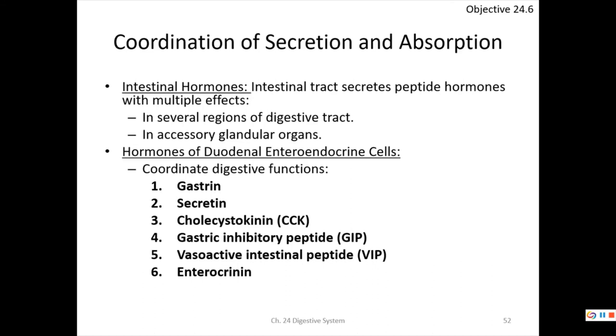They are called enteroendocrine cells found in the duodenum. They are peptide hormones that have a variety of effects on different parts of the digestive tract, produced in the digestive wall, accessory organs and glands, and also some other places. We're going to see gastrin, which we know is made by the stomach but is also made by the duodenum, secretin, which we also have heard of, cholecystokinin, and gastric inhibitory peptide. There are only two we haven't heard of yet, and that's vasoactive intestinal peptide and enterocrinin. Okay, so let's talk about these. Each one is made by the duodenum, and I will hit these.